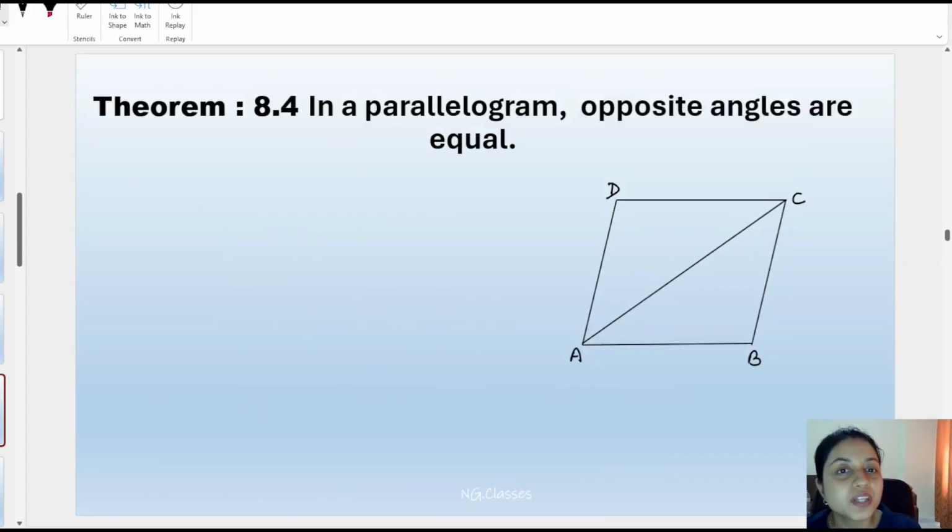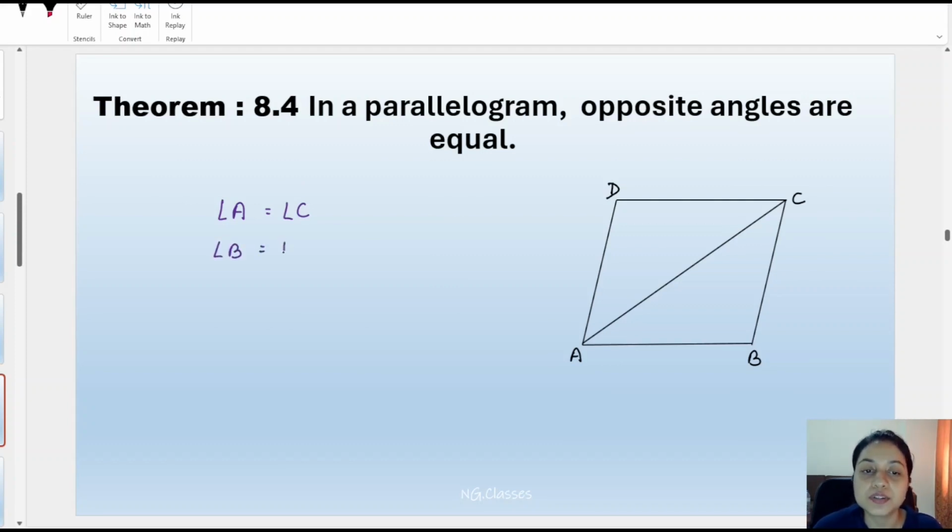Now let's move to the next theorem. So our next theorem says in a parallelogram, opposite angles are equal. So here we are having a parallelogram ABCD. We have to prove here that angle A is equal to angle C. That means opposite angles are equal with each other. Similarly, we also have to prove angle B is equal to angle D. This is what we have to prove.